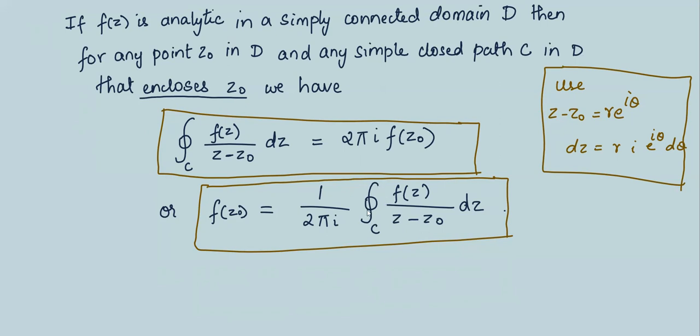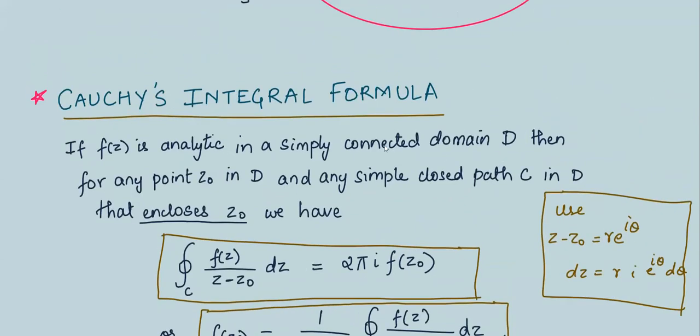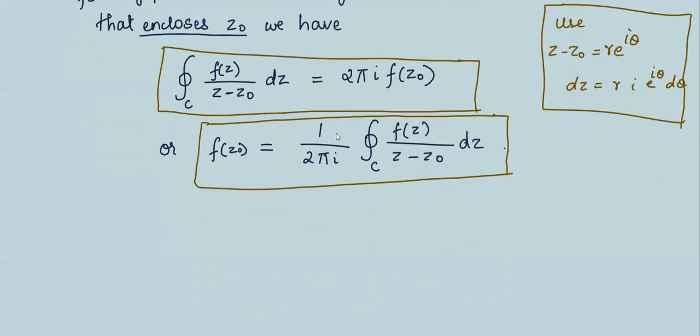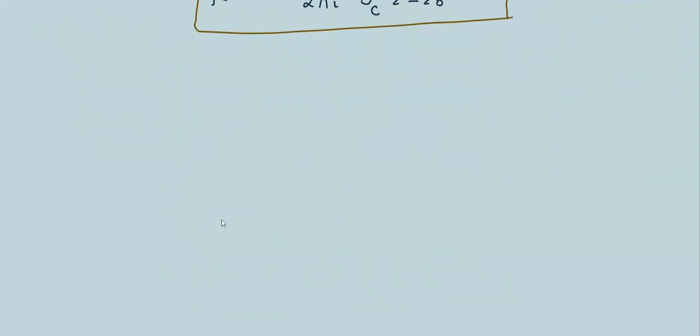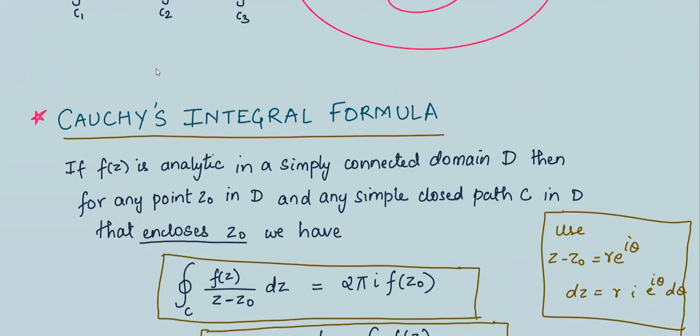That is C. So the contour integral around C of f of z by z minus z0 dz will be f of z0. So this is the Cauchy's integral formula. Now we'll have to do some problems for practice, but we begin here. Before that, there's one more extension before we move forward.